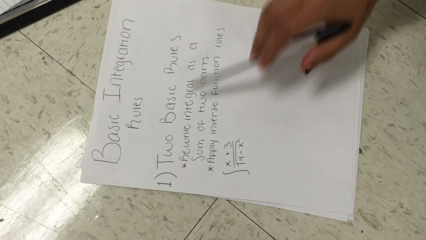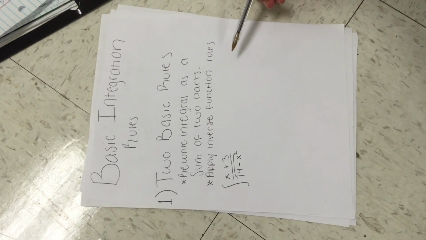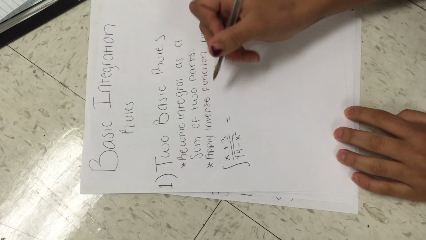So with the first example, we're going to look at an example of rewriting an integral as a sum of two parts, and we're also going to apply the inverse function rules. So as you can see, this integral can be written like this.